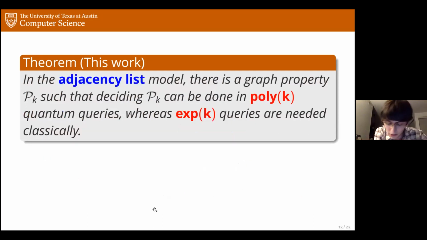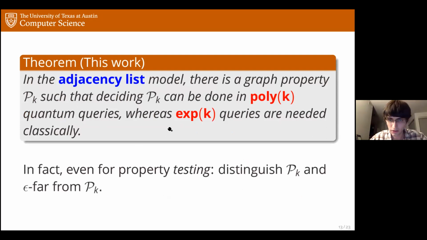So going back to graph properties, we have a result in the other model, the adjacency list model, where we show that in direct contrast to the adjacency matrix model, there actually is a graph property with an exponential separation between the quantum and classical query complexity, again, classical randomized query complexity. And in fact, we show something even more general.